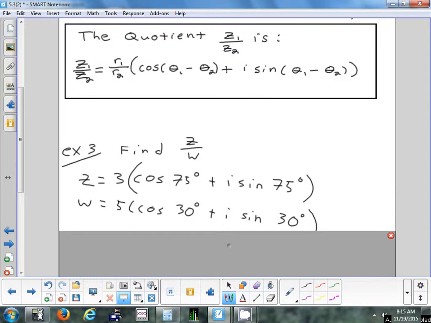Okay, and the same thing can happen here. If you get a negative angle, there's a couple ways we can deal with it. If it doesn't ask us to deal with it, we don't have to. We could leave it as a negative angle.